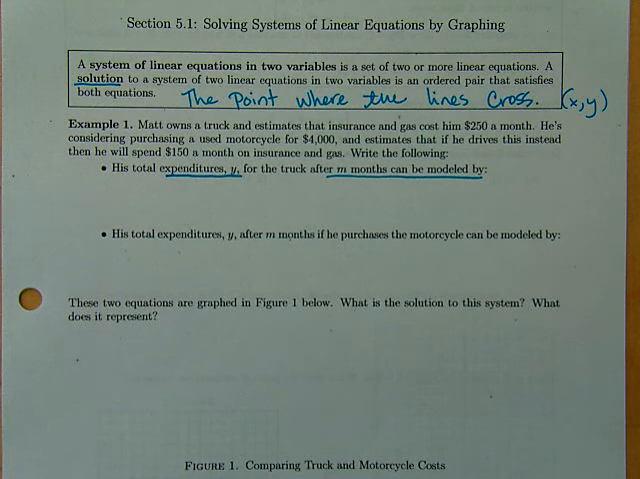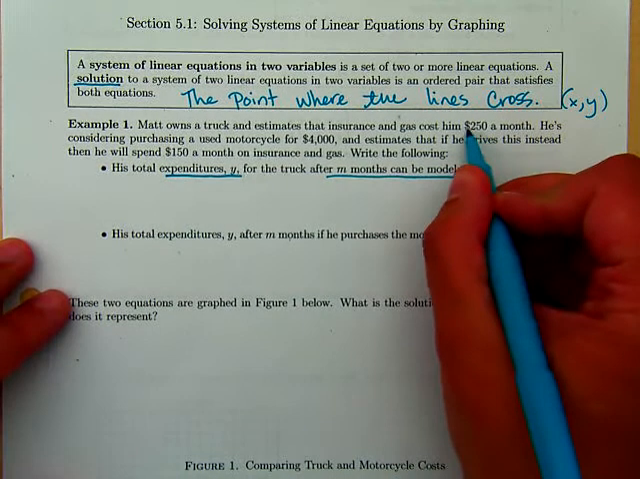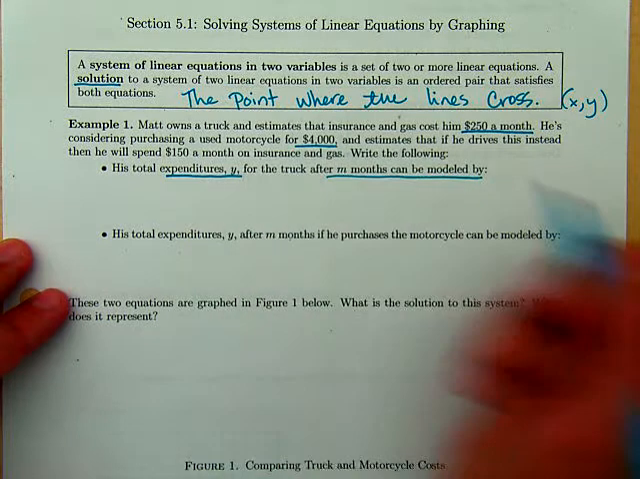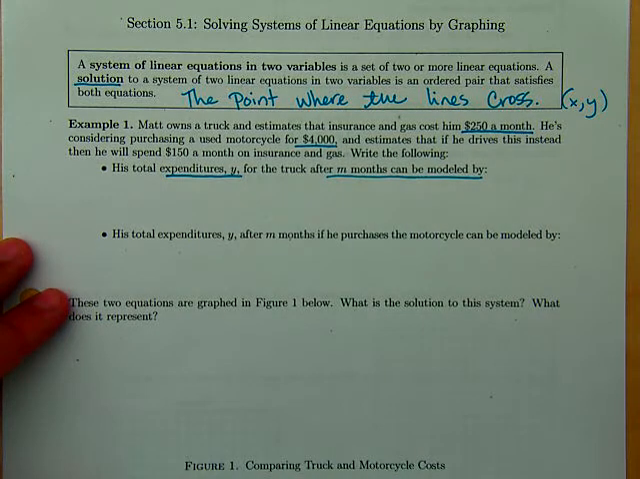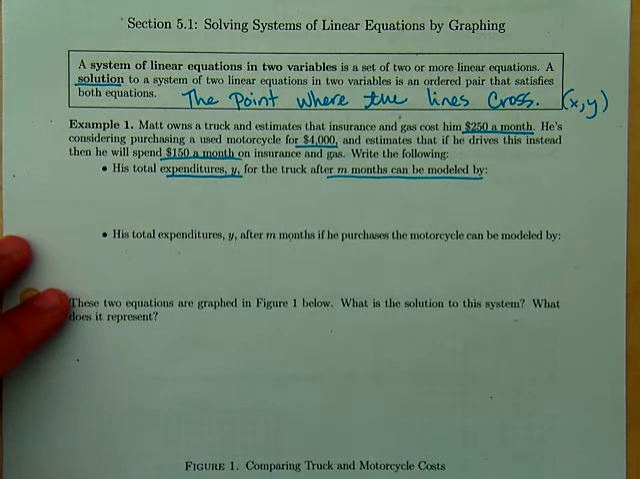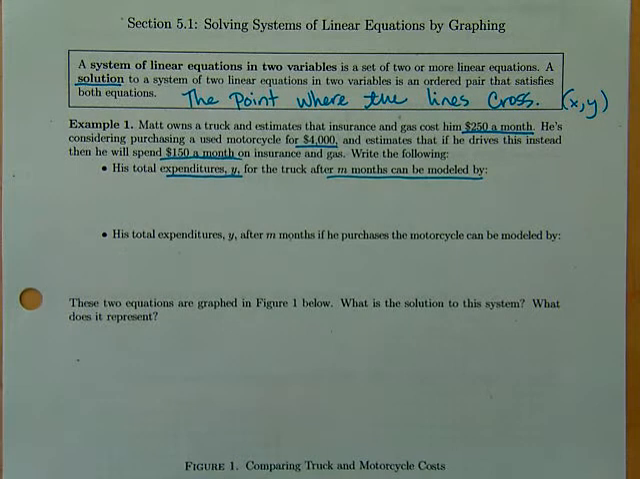Matt owns a truck and estimates that insurance and gas cost him, now I might underline some things, $250 a month. He's considering purchasing a used motorcycle for $4,000 and estimates that if he drives this instead, then he will spend $150 a month on insurance and gas. So can someone tell us the equation: total expenditures y for the truck after m months can be modeled by? Who thinks they can take a stab at that one?